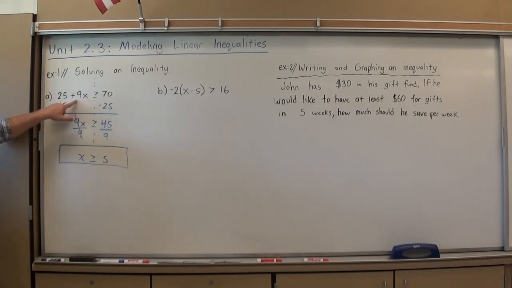Plug 5 in and check. 5 times 9 is 45. 45 plus 25 is 70. 70 is greater than or equal to 70. So I feel good about that.